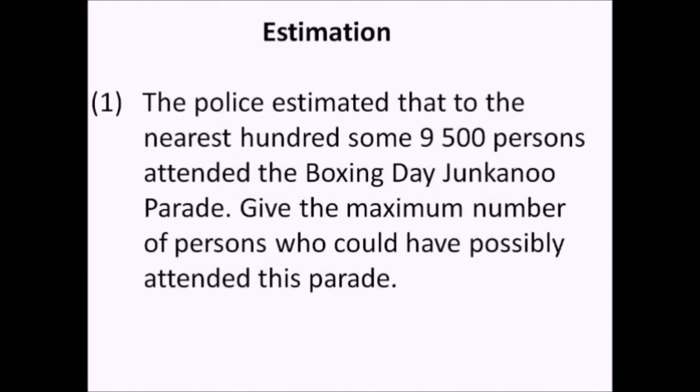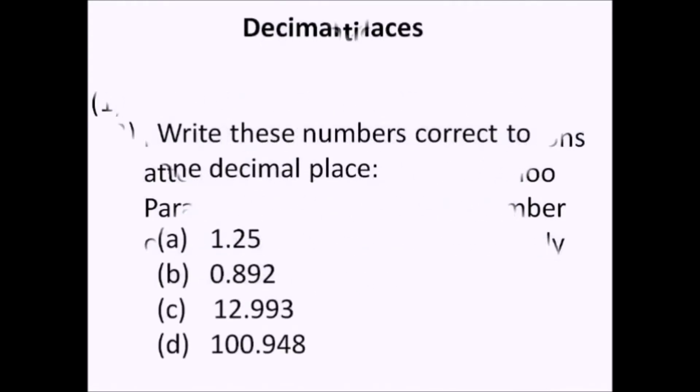Number 1, estimation. The police estimated that to the nearest 100, some 9,500 persons attended the Boxing Day Junction Parade. Give the maximum number of persons who could have possibly attended this parade.